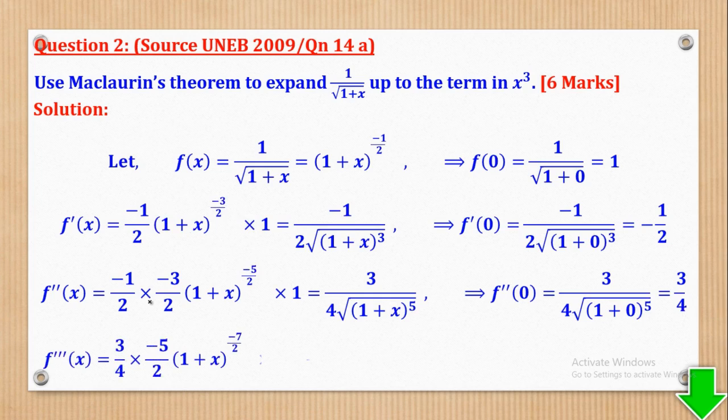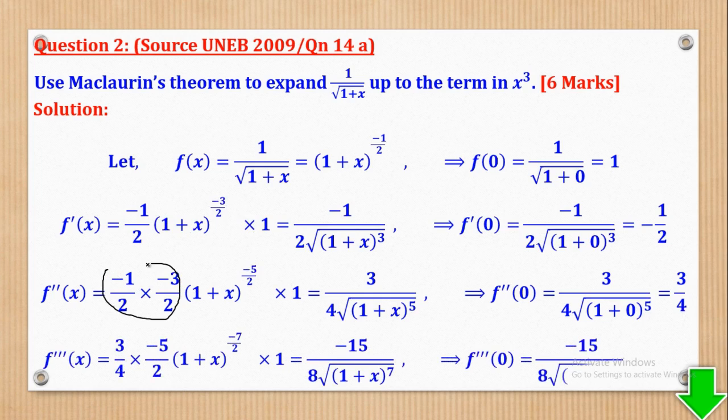Then the third derivative, the whole of this is this, 3 over 4. So I'm going to differentiate this. When I differentiate that, I'll say, bring down the power, which is this, reduce the power by 1, which is that, and the derivative of the inner bracket, which is that. So when I put x equal to 0, I'll come up with negative 15 over 8.